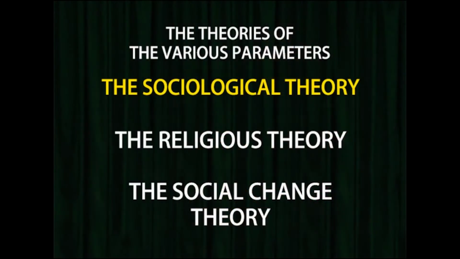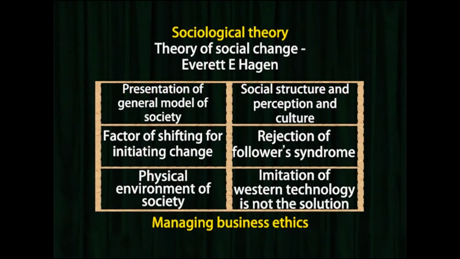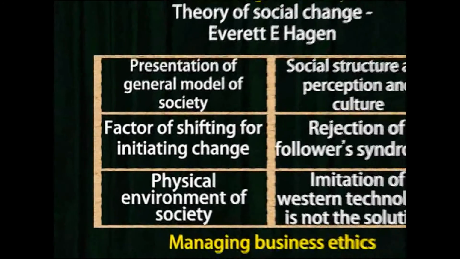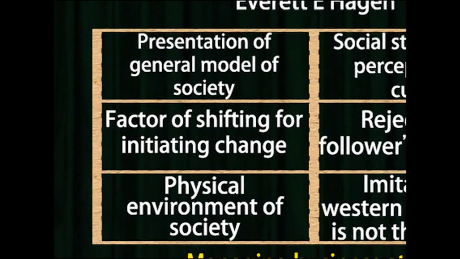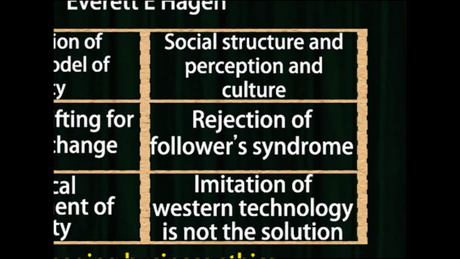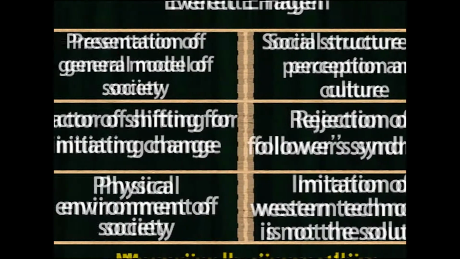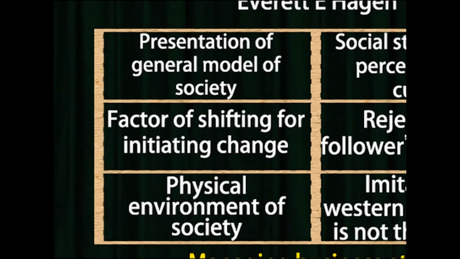The sociological theory has a subpart seen as the theory of social change by Everett Hagen. This says that the presentation of the total model in terms of society is important. The social structure, status and perception are determined by the culture of the society. It is the factor of shifting, initiating changes in terms of processes.